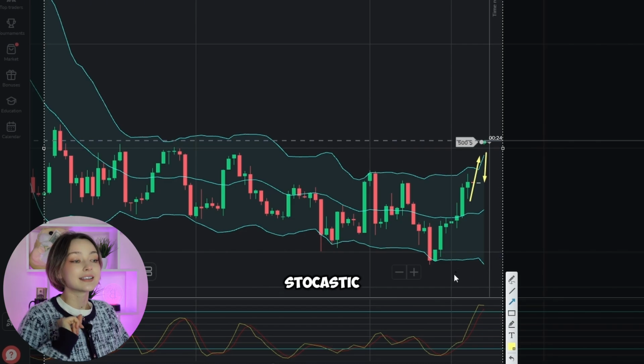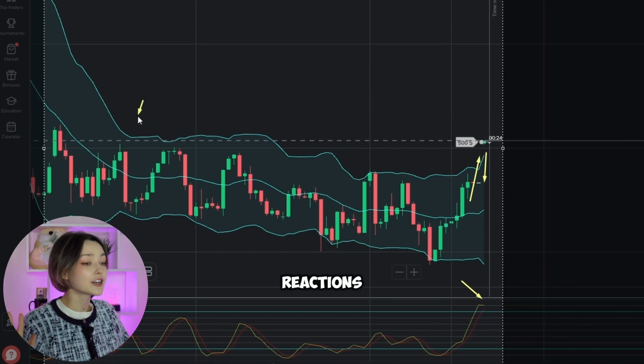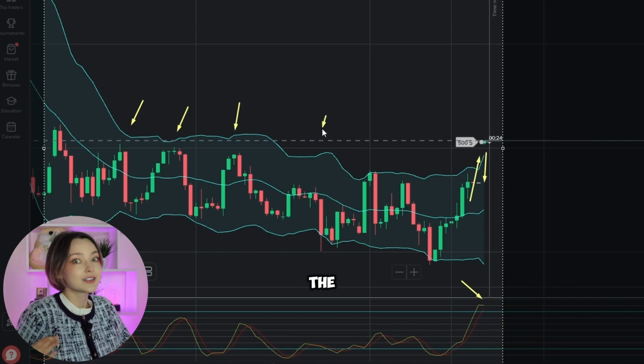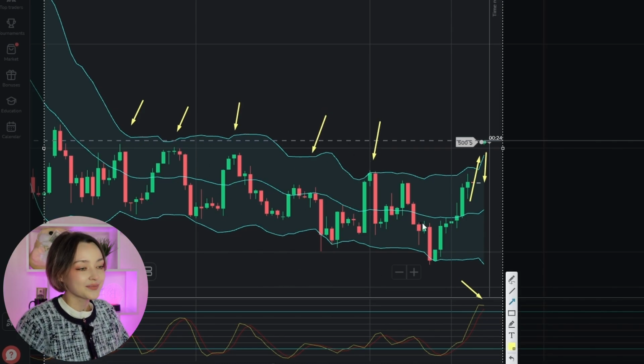Let's take a look at the stochastic indicator. It's in the overbought area, which is a downward signal. As confirming factors, I can see that there have been a lot of reactions from the upper border, which confirms the strength of this level. So a pullback is a pretty likely occurrence. Let's wait for the trade to close.